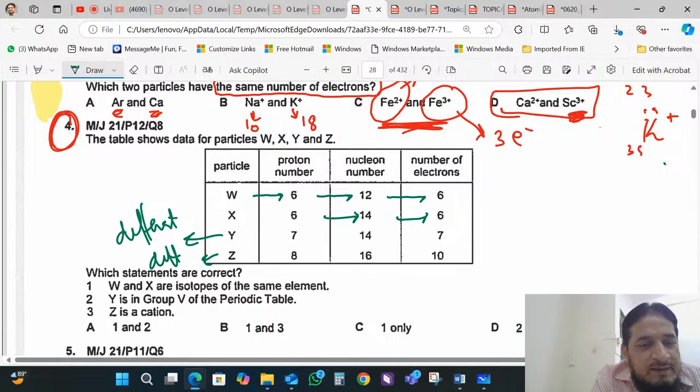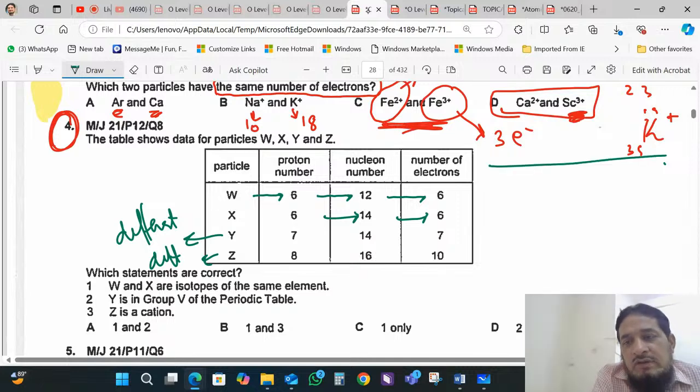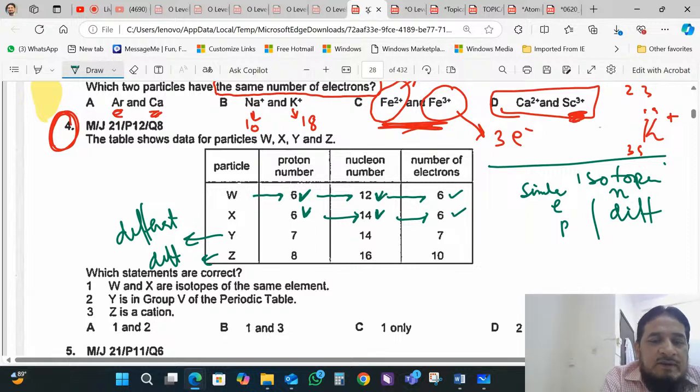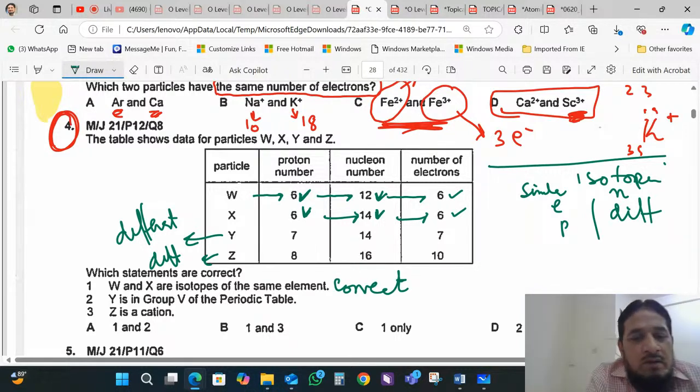They are asking which statements are correct. W and X are isotopes of the same element. For isotopes, the electrons and protons should be the same, and the neutrons should be different. So the proton number is 6 and 6, and the nucleon numbers are 12 and 14. So this statement is correct for isotopes, because the proton number is the same but the nucleon number is different.